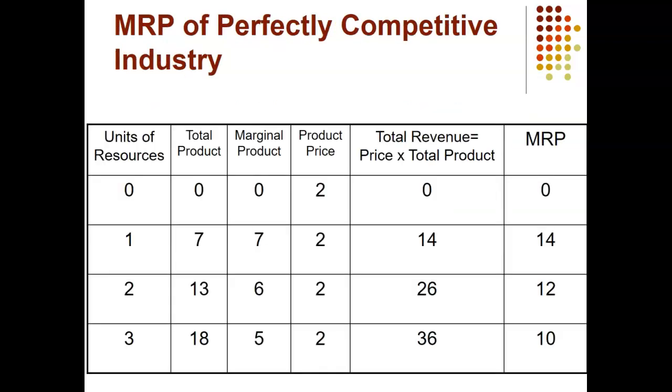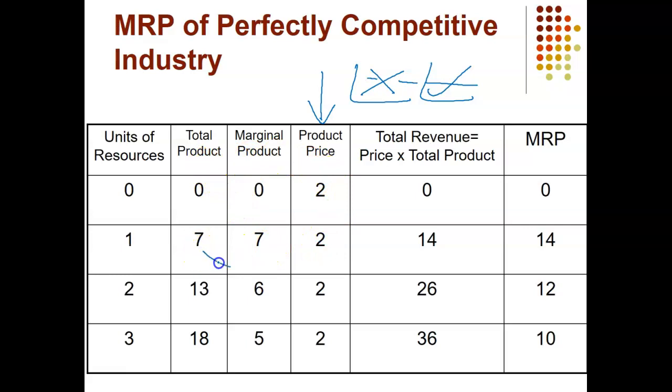So for a perfectly competitive industry, and again, I know it's perfectly competitive because the product price does not change. This would be, again, perfect competition, like we talked about in earlier chapters. So for this one, I do the marginal product. So you do that still the same way. Or actually, I do my total product times my product price.